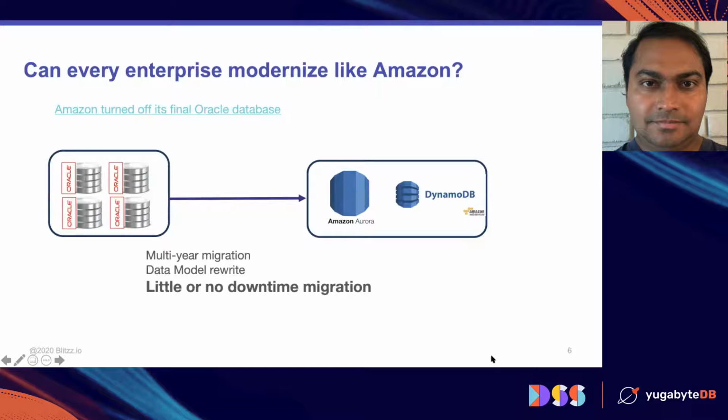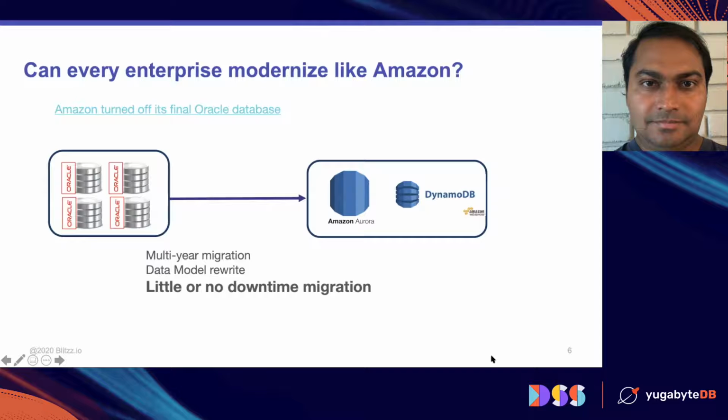We've seen that Amazon was very successful in its attempt, and after 7 years of struggle, it was able to turn off its final Oracle database. Based on the data available on the internet, it seems there was a rack cluster which had petabytes of data, and via a multi-year migration process and a complex data model rewrite, Amazon was able to migrate all its databases from Oracle to a combination of Aurora, DynamoDB, and even Redshift for some of their analytical workloads.